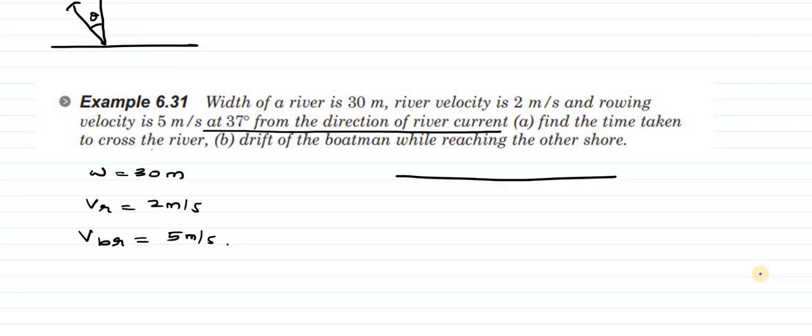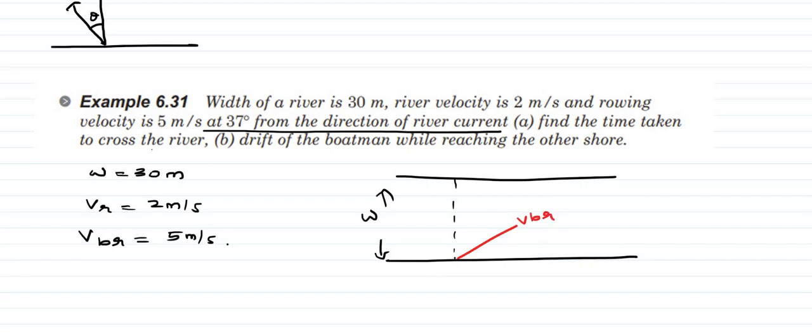So, draw the diagram without fail. Rough diagram you draw it. So, this is nothing but what? Vertical. But what is the angle they have given? This is VBR making an angle 37 degree with this one. So, VR is 2 meter per second. VBR is 5 meter per second. So, what do they ask you? Find the time taken to cross the river.